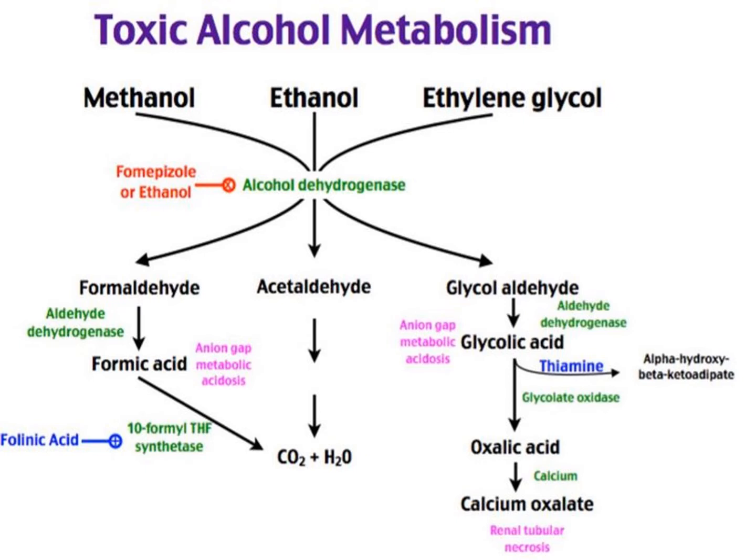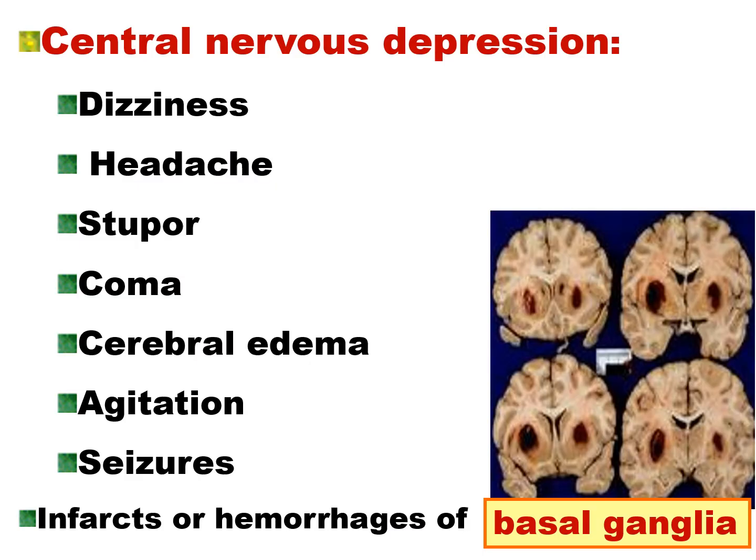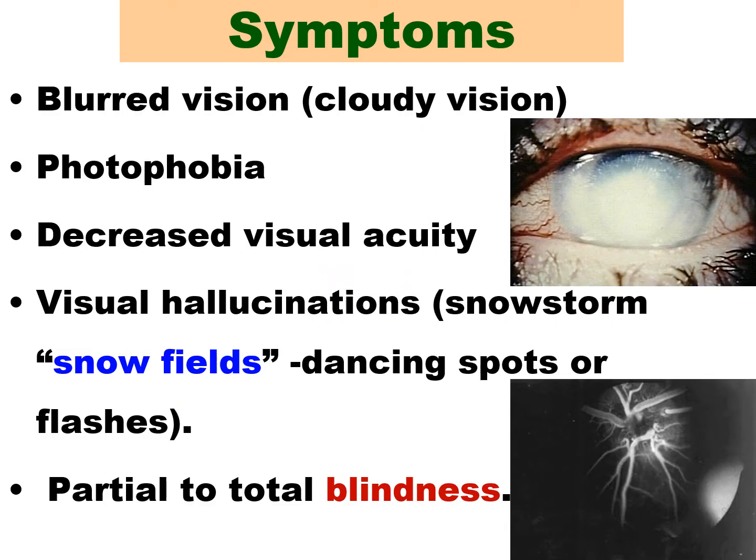Again, toxic alcohols are metabolized by alcohol dehydrogenase enzyme to different toxic metabolites according to the different toxic alcohol. Clinical manifestation of methanol: mainly ocular toxicity and severe metabolic acidosis, severe central nervous system depression, dizziness, headaches, stupor, coma, cerebral edema, agitation, seizure, infarcts of the basal ganglia.